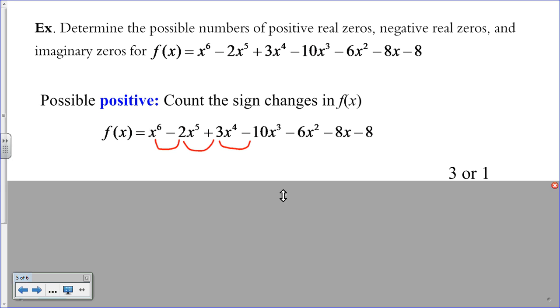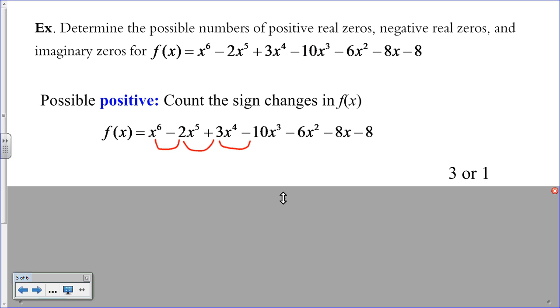So we would say that there are either 3 or 1 possible positive real zeros to this function. So 3 because we counted 3 sign changes and then decreased that by 2. If we had gotten 5 sign changes, our answer would be 5 or 3 or 1. Right? We're always going to be decreasing by 2s.